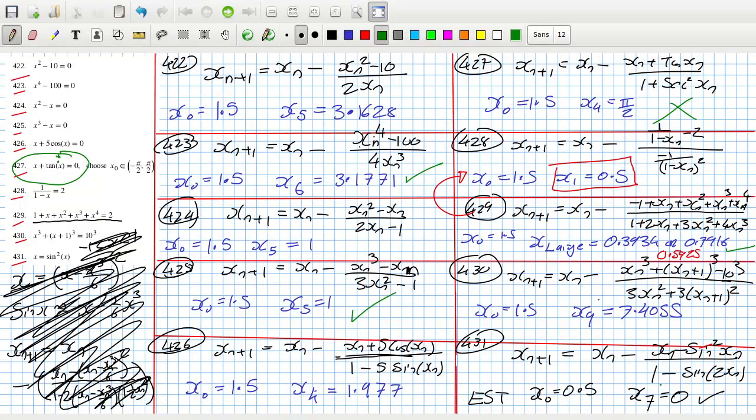431 is a 0. That's good. I can roughly check the other answers. 422, that looks about right. 424, has to be 0 or 1. Yeah, that looks right. 426. Let's check it. 426. 1.977 plus 5 times the cosine of 1.977. Yeah, that looks all right.